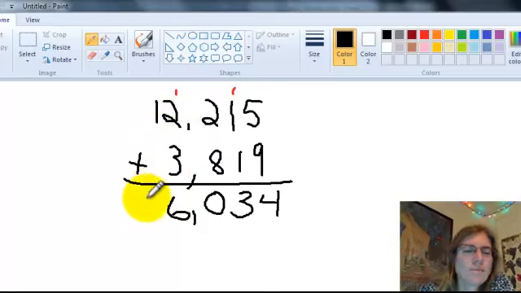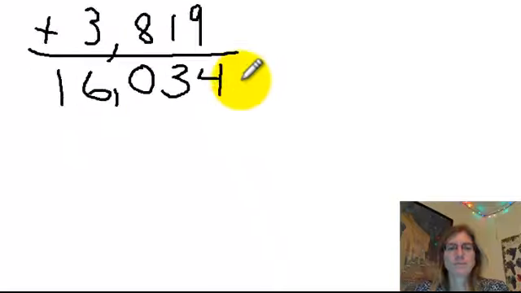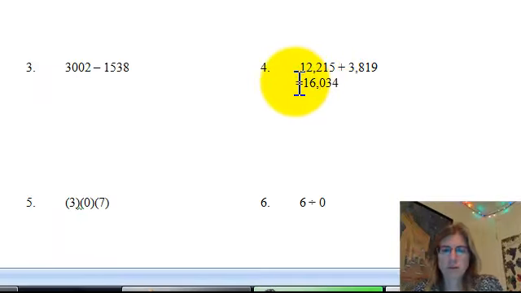Okay, this is 1. As I brought a 1 down here, 1 plus nothing is 1. So the number is 16,034. So 16,034. That's the answer. Let's put an equal sign.